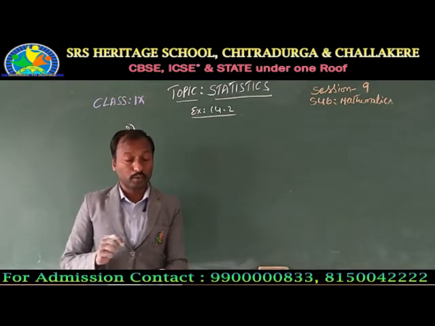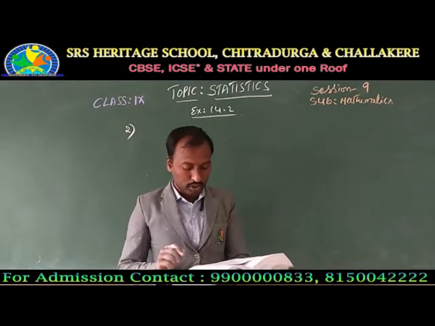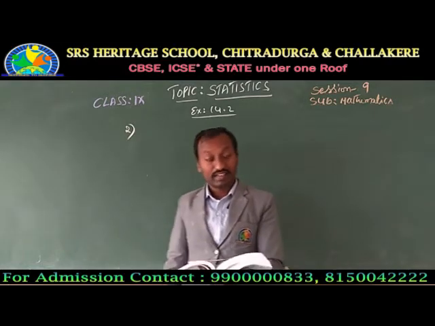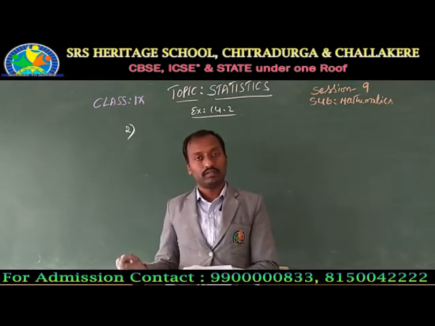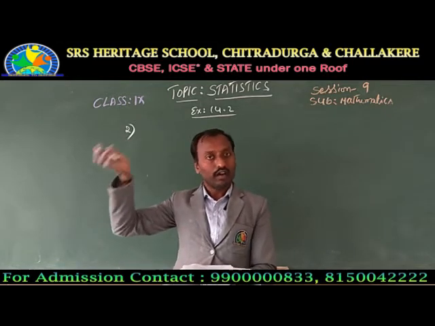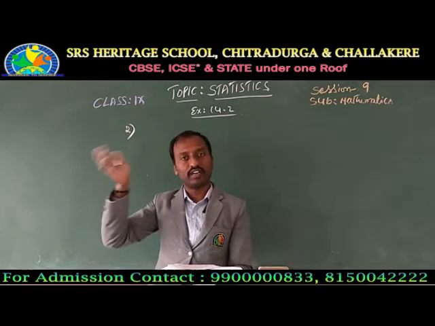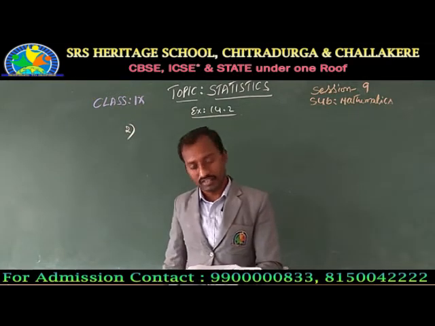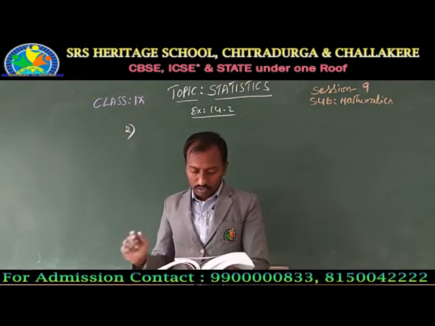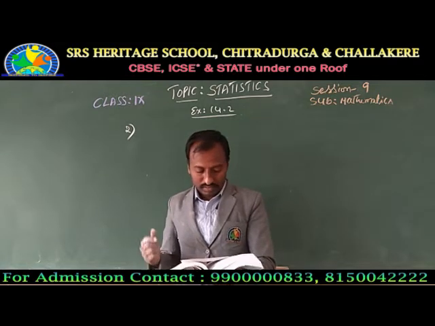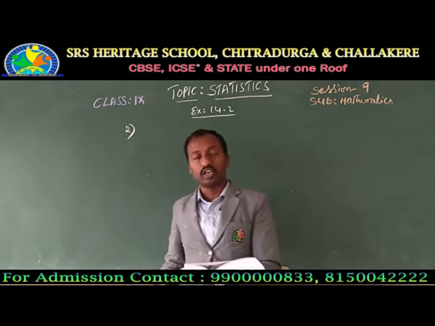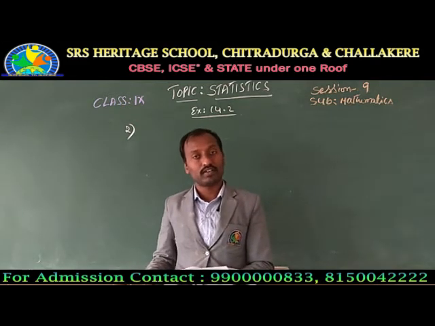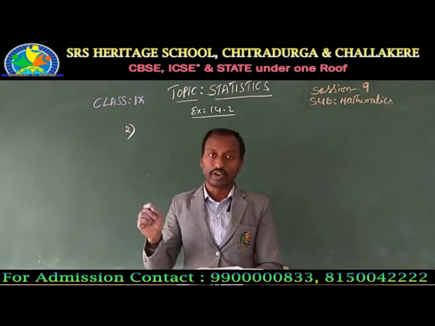What do I have to do for this problem? Construct a grouped frequency distribution table with class size 5. The size of the class is 5, they said. That is 0 to 5, 5 to 10, 10 to 15. Whatever it is, the size of the class must be 5. For the data given, the first interval must start with 0 to 5.